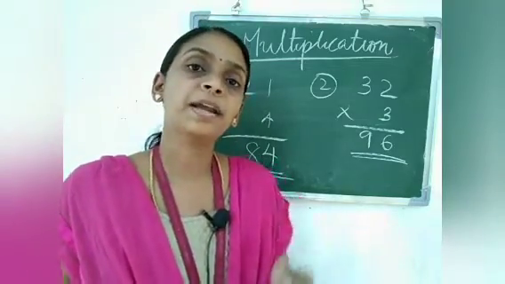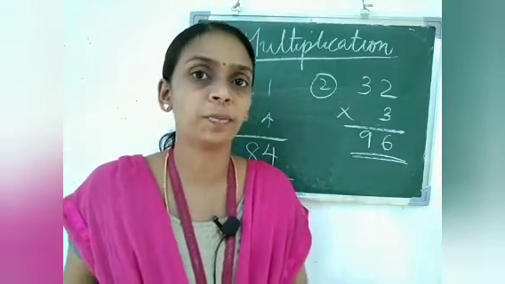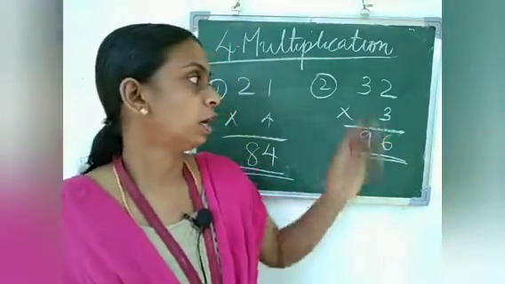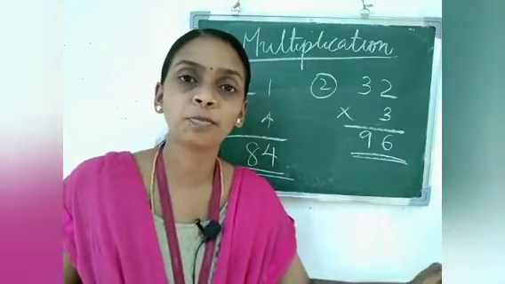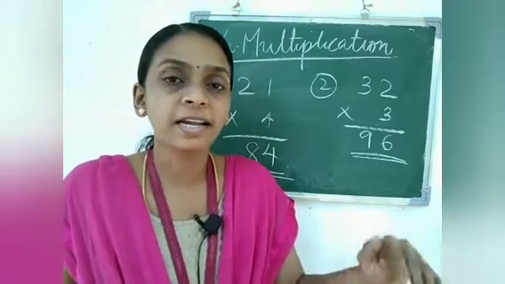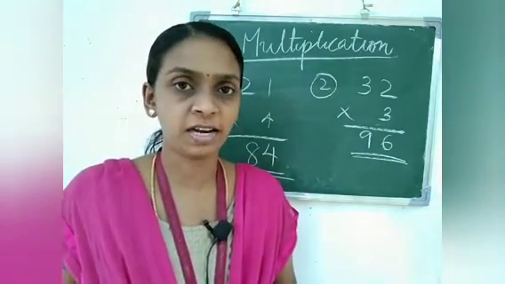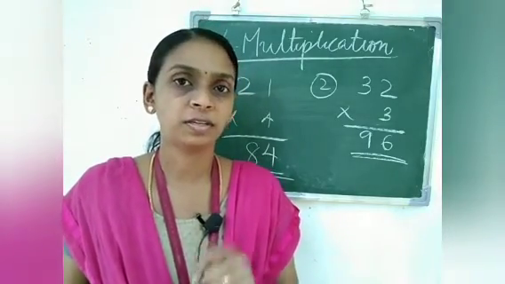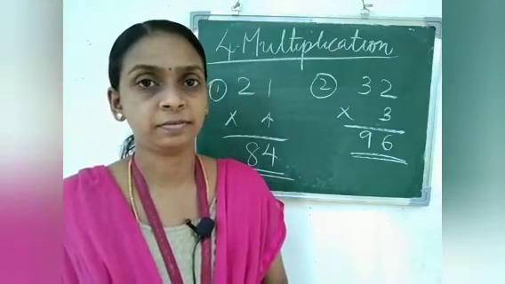So we multiplied a 2-digit number by a 1-digit number without regrouping. Without regrouping, that we studied. So 32 into 3 equals 96. This type of problem we already studied in second standard, and their word problems also. I will show you one word problem. We will look at how we do word problems of multiplication.